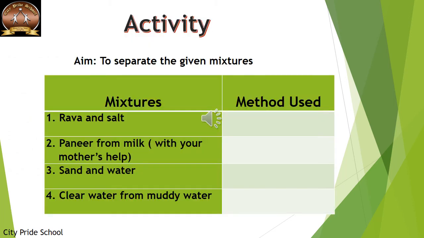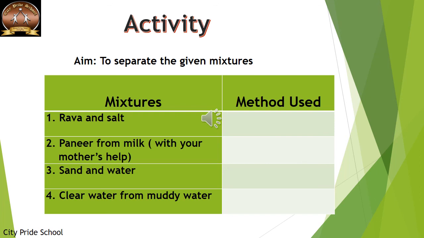Now we are approximately done with all the methods used for separation. So there is an activity for you which you are going to do at home. There are 4 different types of mixtures and you have to separate these mixtures. For separation you will be using whatever technique you use, that has to be mentioned and explained. Like rava and salt, how you are going to separate it.